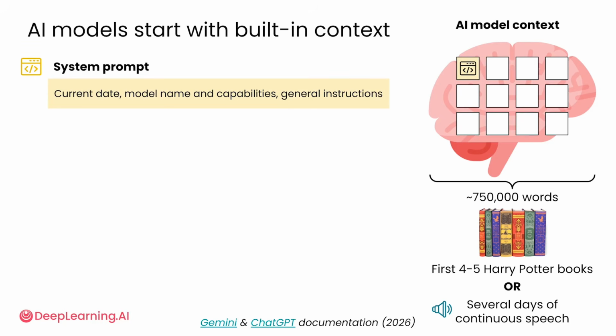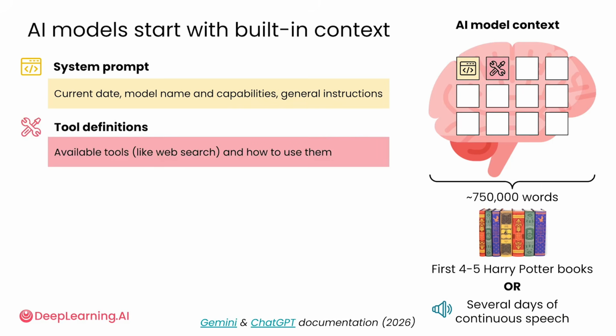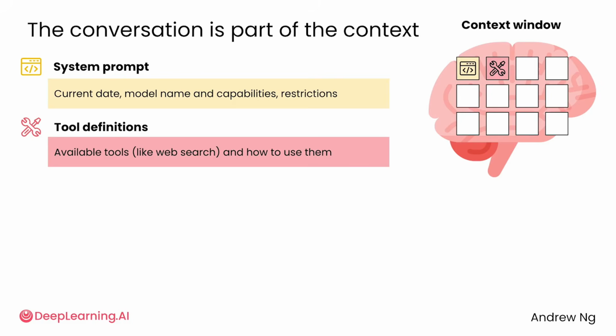First, there's something called a system prompt, which usually is how the AI model knows the current date, the name of the model, basic capabilities, maybe general instructions to be helpful to the user. And then if your AI model is able to use tools like a web search engine, in its context will also be written descriptions of what these tools are and how to use them, such as what is a web search engine and how should it use a web search engine. Before you've written your prompt, the context includes the system prompt and these two definitions.